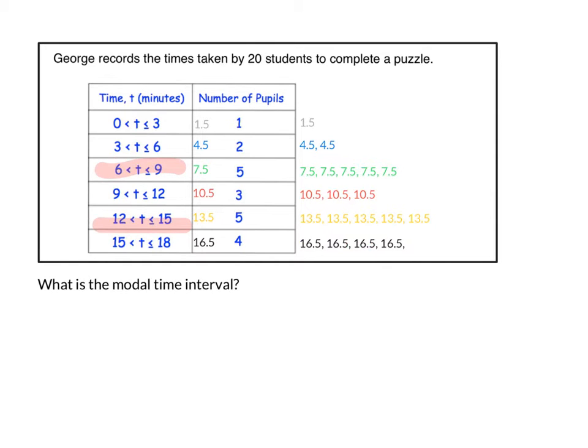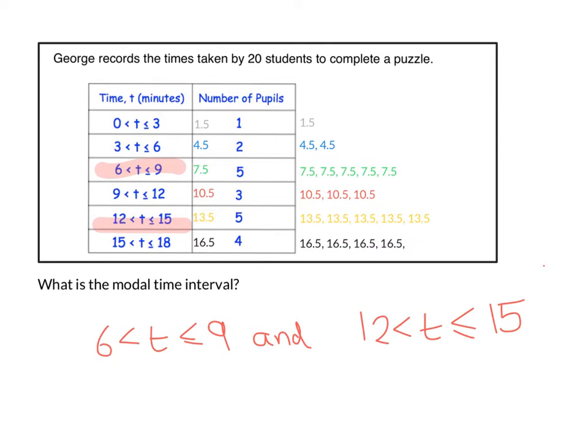So my answer, and remember it's the interval that I'm after. I'm not after the number, I'm not after 5, okay? You can see that that's clearly the highest number of pupils in a group, but the modal interval is actually 6 to 9, and also 12 to 15. There's 2 modal intervals here.